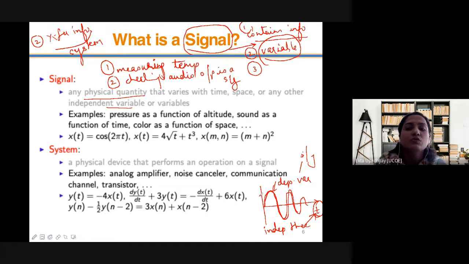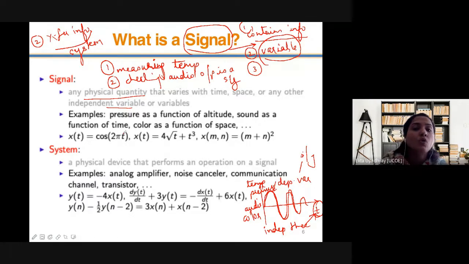Okay. This y-axis could be temperature. Y-axis could be pressure. Y-axis could be the audio signal frequency. Could be the sound signal. Could be the color signal as well of a picture in space. Right, of a pixel in space, right? Is this clear to everyone? What's a signal? Yes, ma'am. Okay, so a signal could be anything that varies with time.